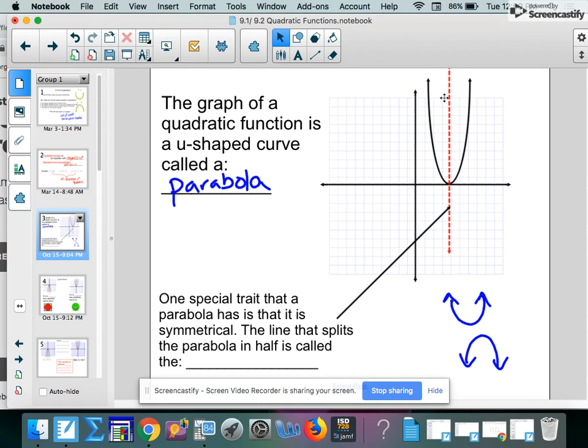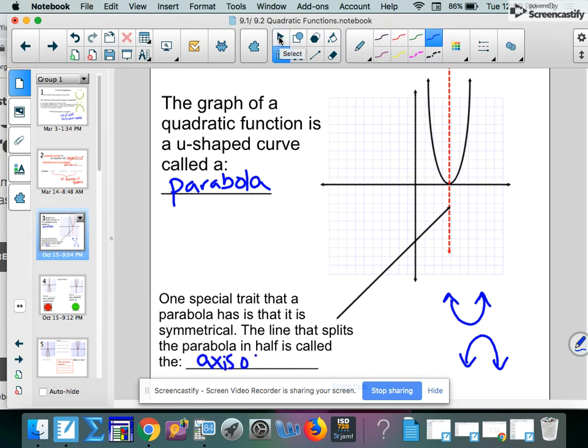Okay? And then one special trait that a parabola has is that it is symmetrical, and you can see that when you look at it. It's cut in half here. We call that line the axis of symmetry. So symmetry means it's even on each side. So the axis of symmetry is what cuts it in half. In this case, how do you write the equation of that axis of symmetry? Well, it goes through where x equals 1, 2, 3, 4. So the axis of symmetry is x equals 4.